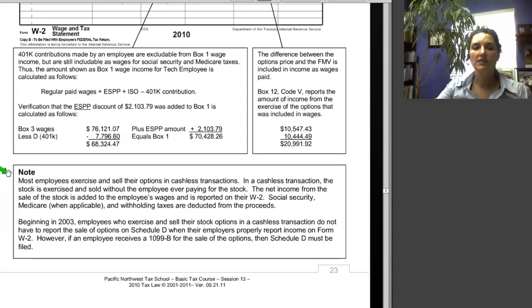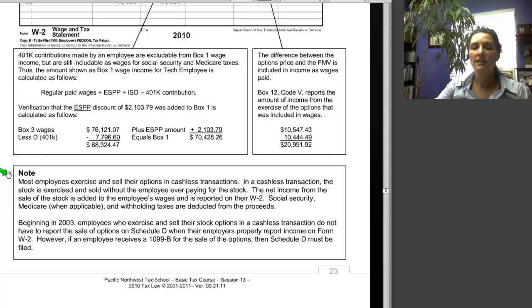Please note that most employees exercise and sell their options in cashless transactions. This makes it even more confusing to the employee because in a cashless transaction, the stock is exercised and sold without the employee ever paying for the stock, seemingly. The net income from the sale of the stock is added to the employee's wages and is reported on their W-2. Social Security, Medicare tax, when it's applicable, and withholding taxes are deducted from the proceeds.